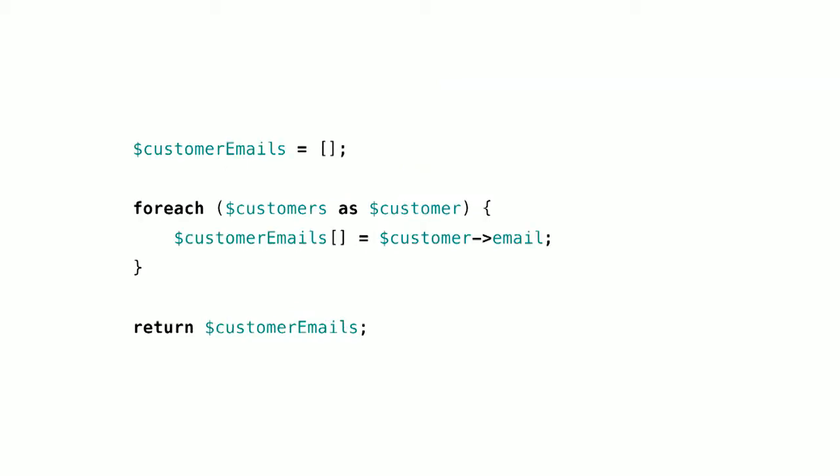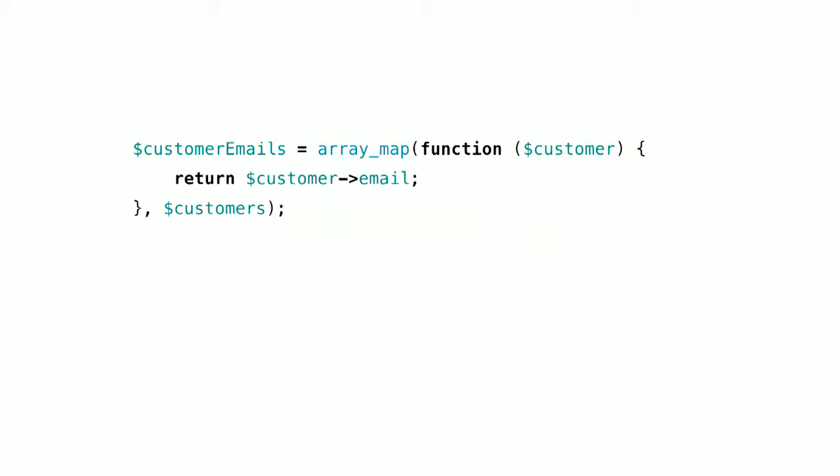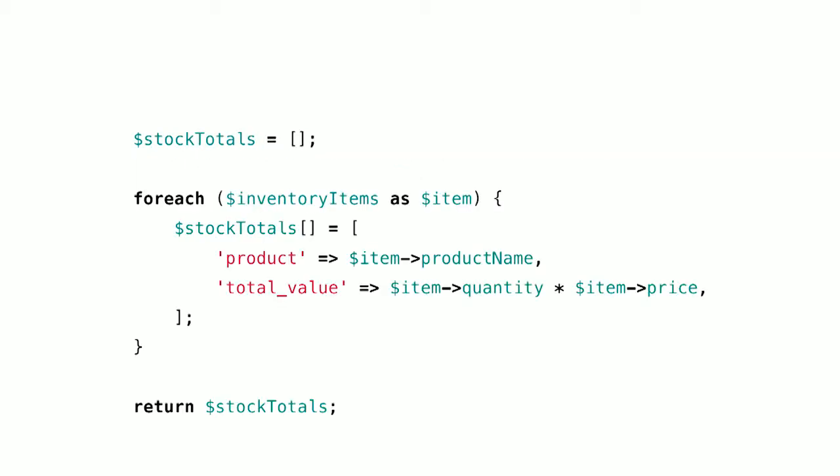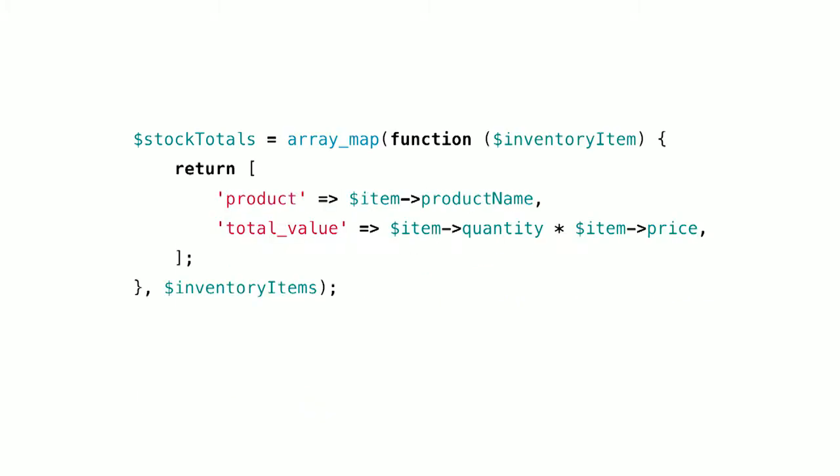So looking at our original examples now, this customer emails result that we're trying to build, instead of having to do all this loop stuff, we can just call array map, pass in the transformation that we want to perform and the list that we're trying to transform, and now we'll get those emails back. And we can do the same thing with the stock totals. We can replace all that repetitive looping code with just a call to array map that tells us what we're trying to map these inventory items into.